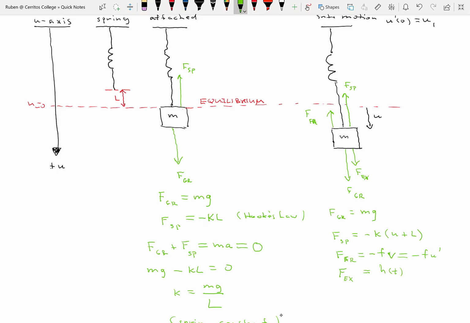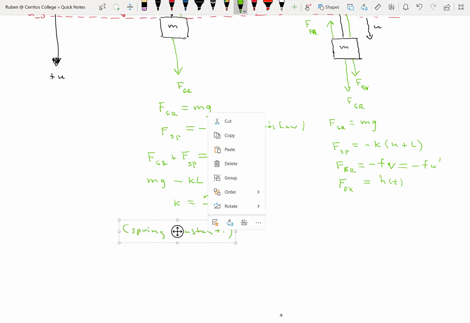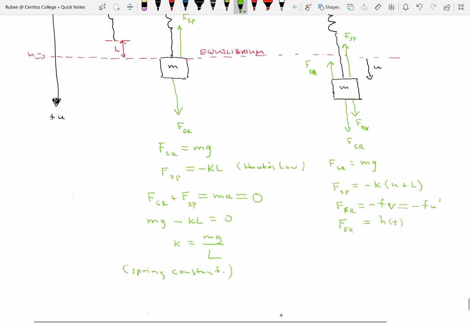Okay, let's construct a free body diagram for the spring in motion now. I want to move something out of my way. So there we are. I'll move the spring constant over. Okay, so let's construct a free body diagram on the spring at this time.